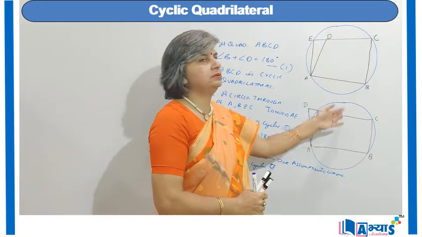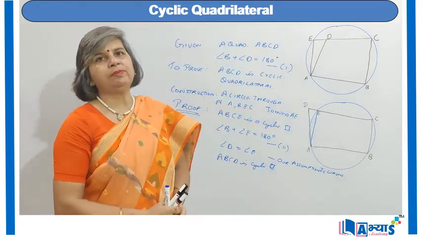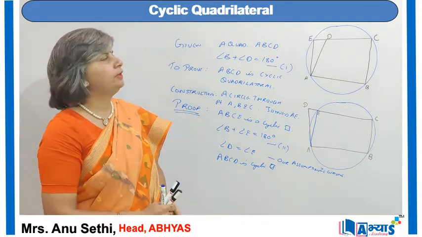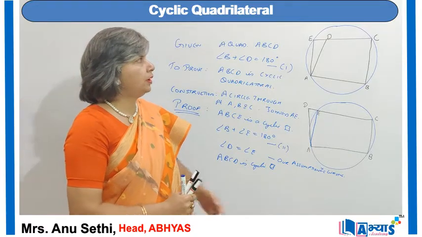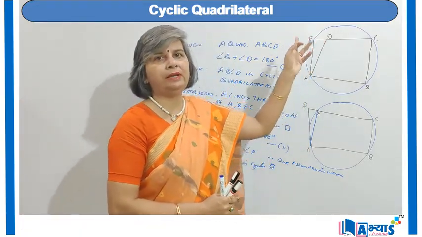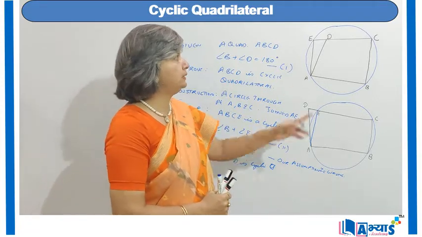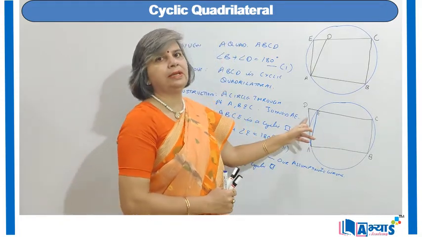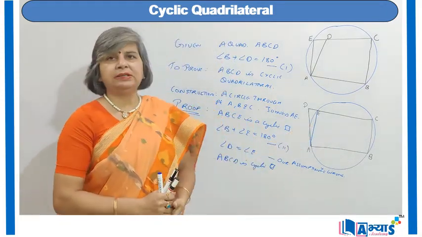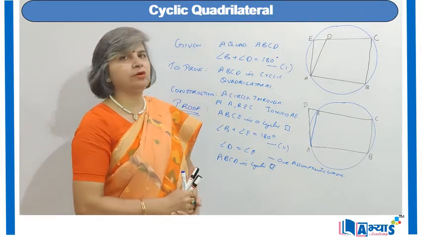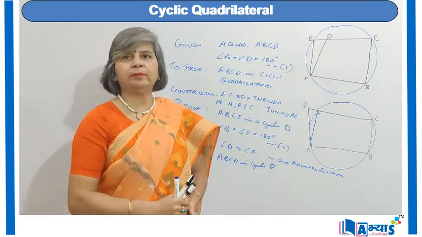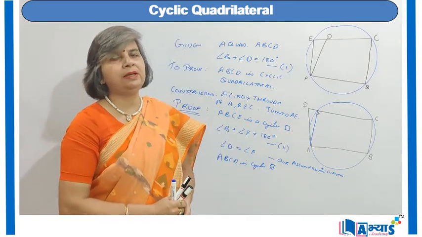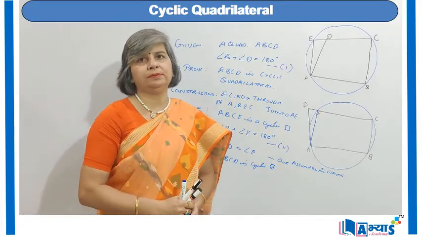But in both the cases this is not possible, because the exterior angle cannot be equal to the interior opposite angle, because we know that the exterior angle is a sum of interior opposite angles. So the exterior angle has to be greater than any one of the interior opposite angles. That means in the first case angle D should be greater than angle E, and in the other case angle E should be greater than angle D. So in both the cases the assumption is wrong. That means the point D cannot be inside the circle and the point D cannot be outside the circle. So the point D will lie on the circle, hence we can say that ABCD is a cyclic quadrilateral.